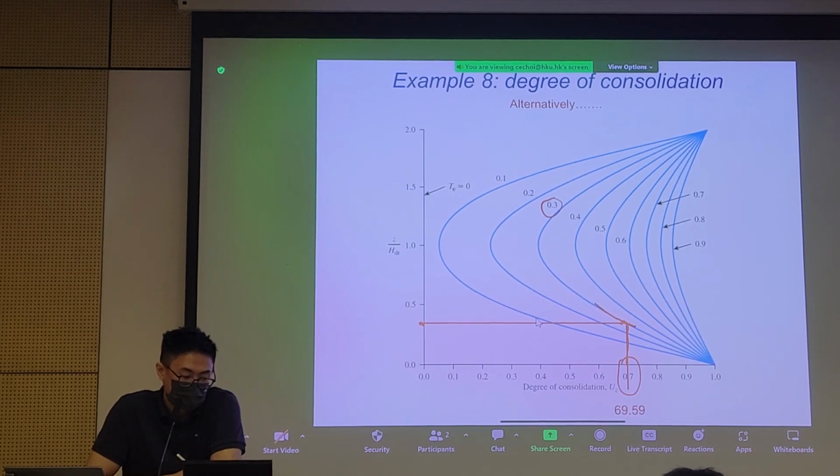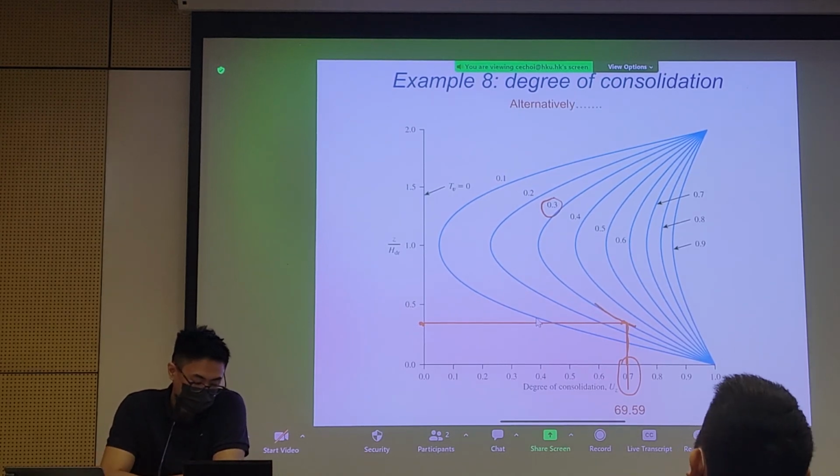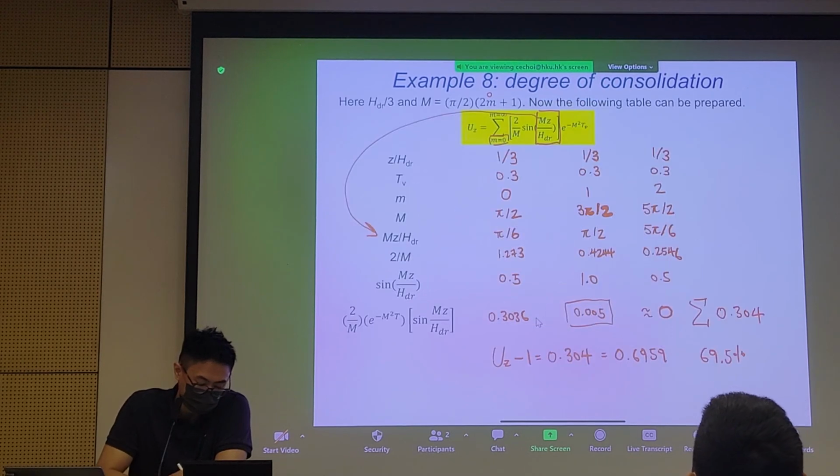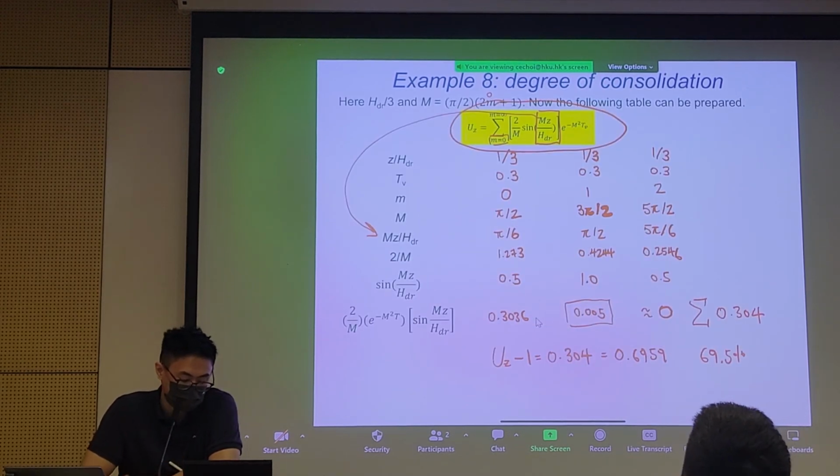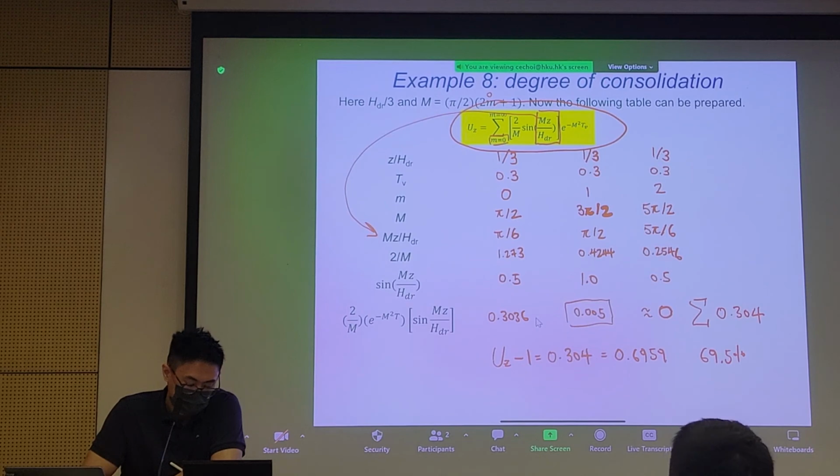So there are different ways you can arrive at the same solution, and I hope you understand why we don't really calculate this using integers and doing iterations, because it would be too costly in terms of time. So normally you would just get a graph and read off the degree of consolidation.